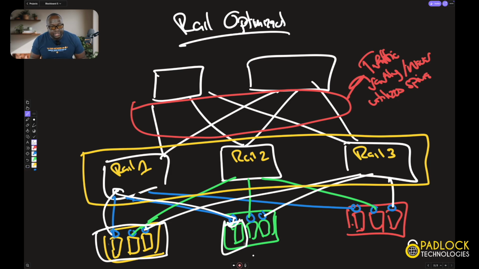This is Don from Padlock Technologies again. Hopefully that cleared up what I meant in the other video about spine leaf on the GPU backend versus rail optimized.